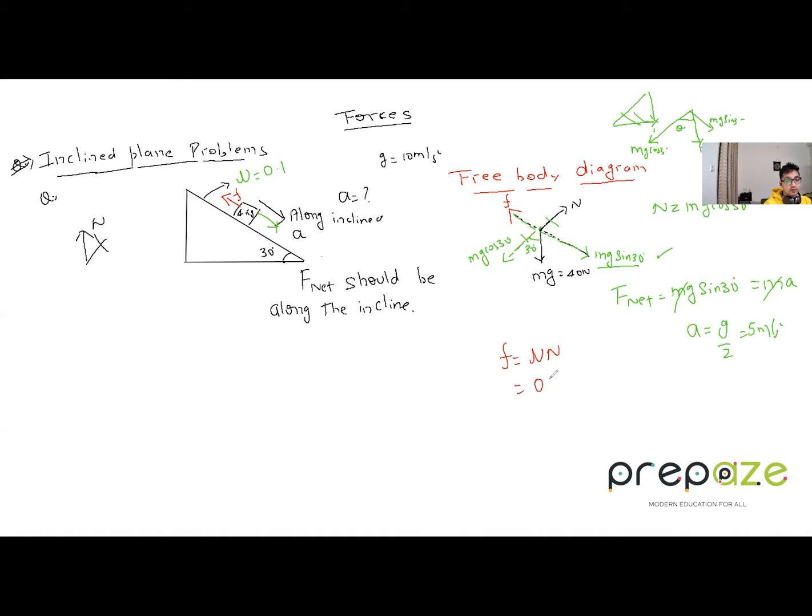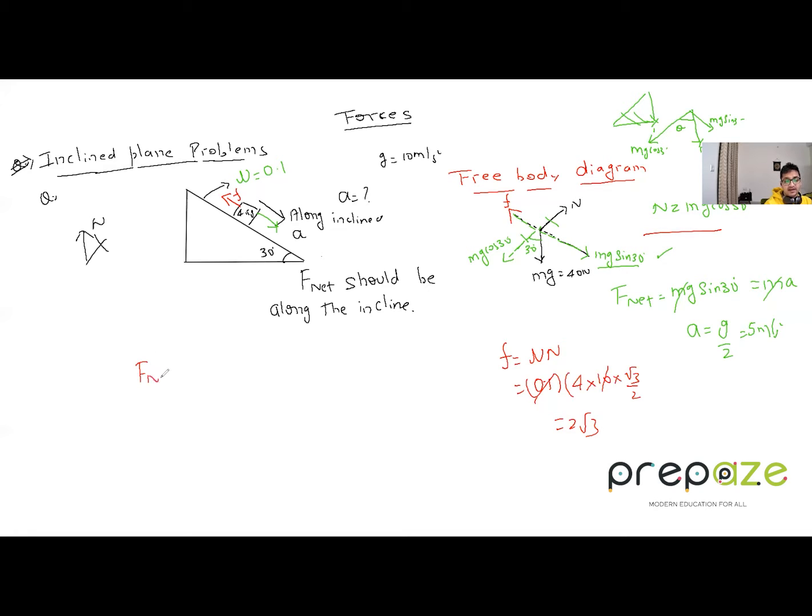Now, what is mu? It is 0.1. And what is N? N is not mg. Many students make a mistake. They take N equals mg. It is not mg. It is mg cos 30 degree. This you need to know when you are taking an inclined plane problem. So m is 4, g you can take 10, and cos 30 is root 3 by 2. So this cancels from here, and this is 2 root 3. That is the friction force acting.